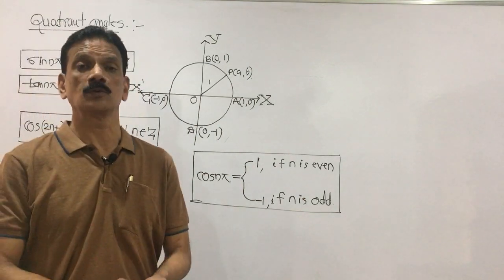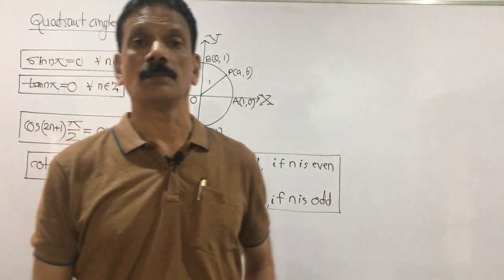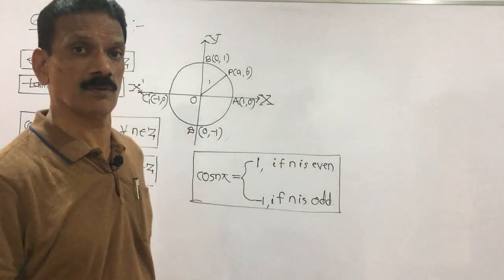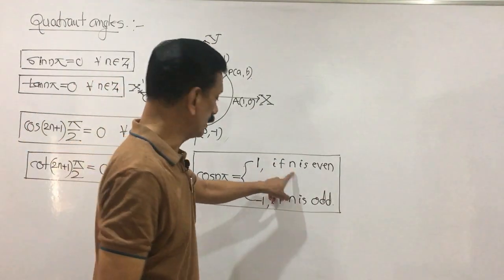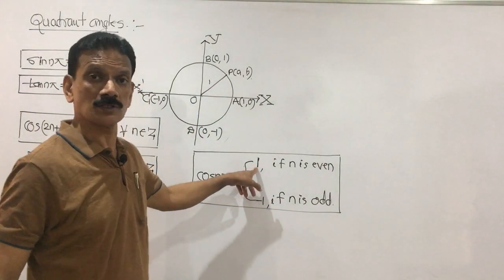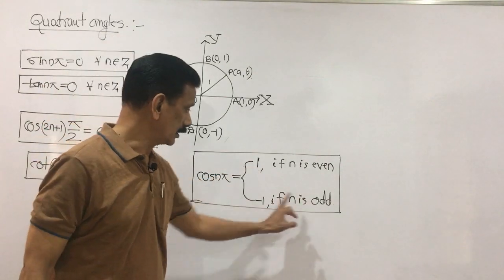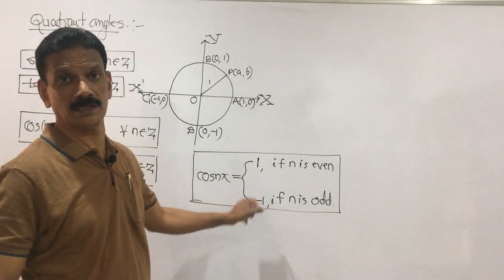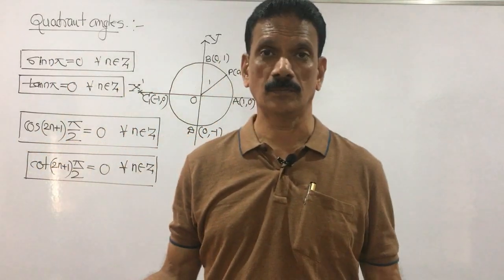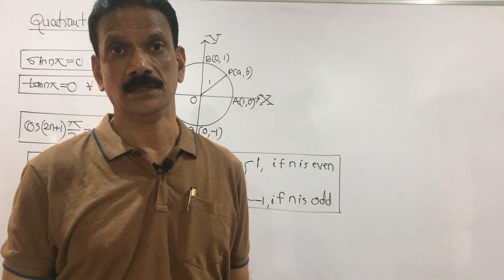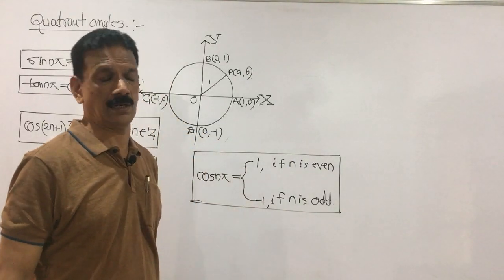For example, suppose you got cos of 100 pi. How much pi? 100 pi. Cos of 100 pi means what will you write? 100 is an even number, so we get 1. Cos of 221 pi. 221 is which number? Odd number. So its value is minus 1. Cos of 1119 pi, what is its value? Odd number, so its value is minus 1.